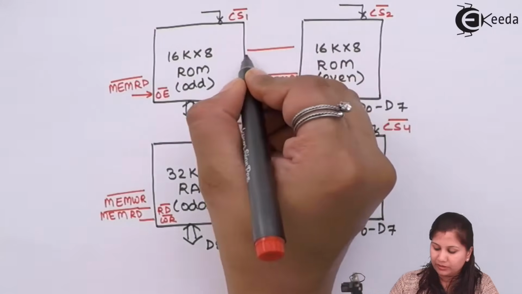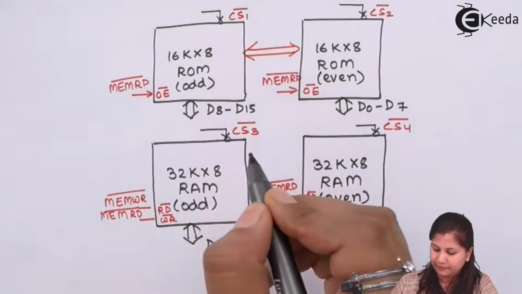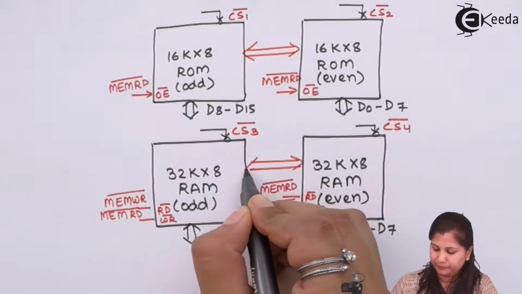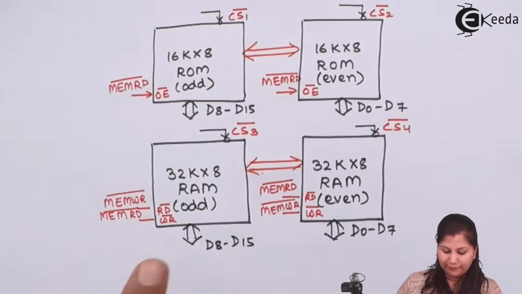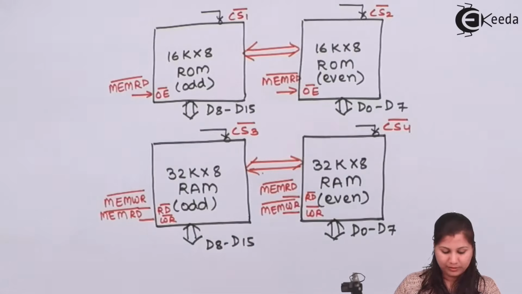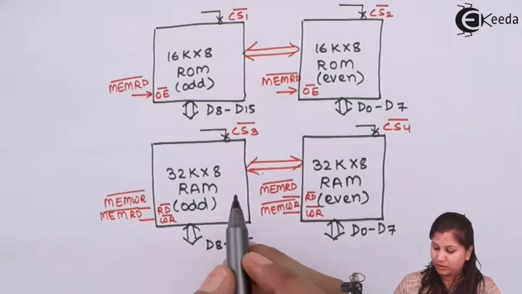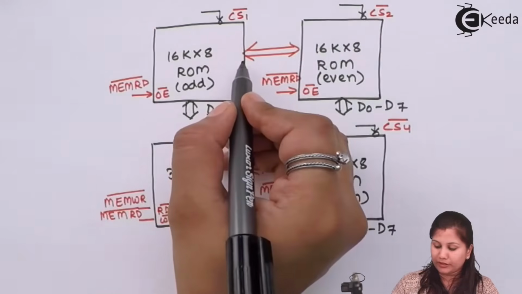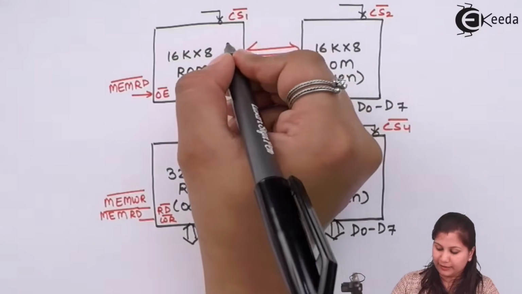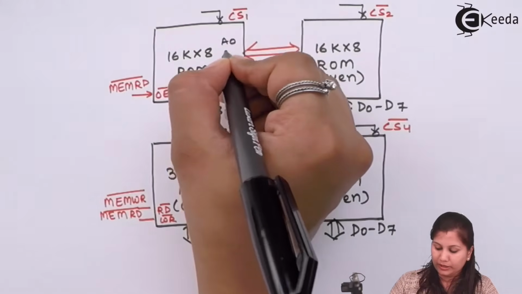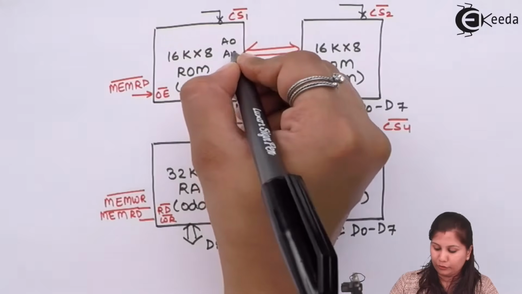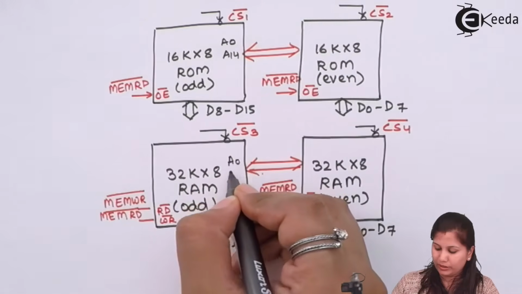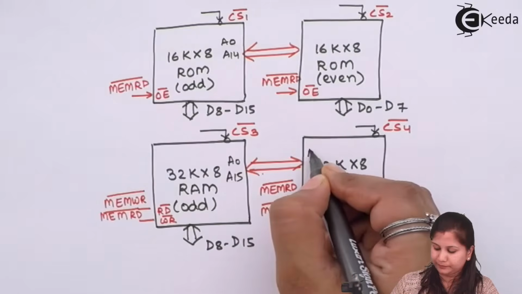Here we are using the address lines. For RAM we were using the 16 address lines, and for the ROM we are using the 15 address lines. So A0 to A14 here, and A0 to A15 here.